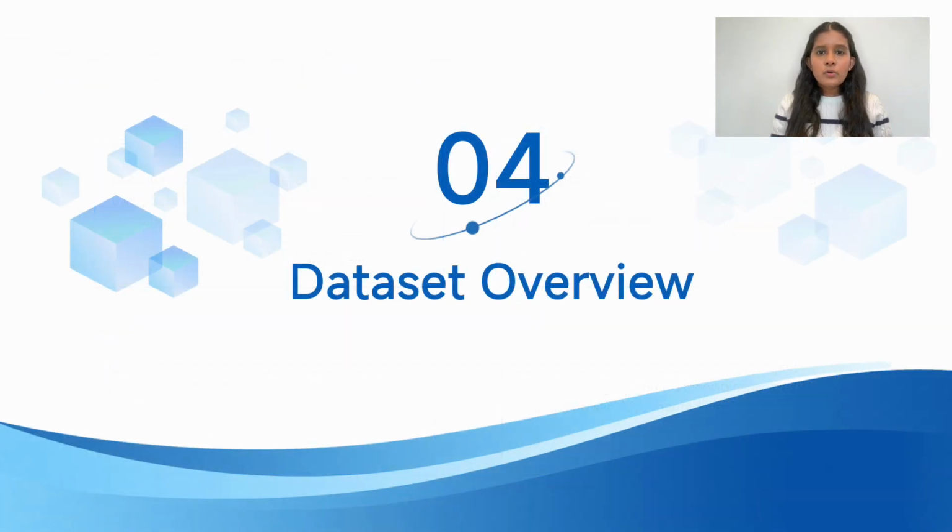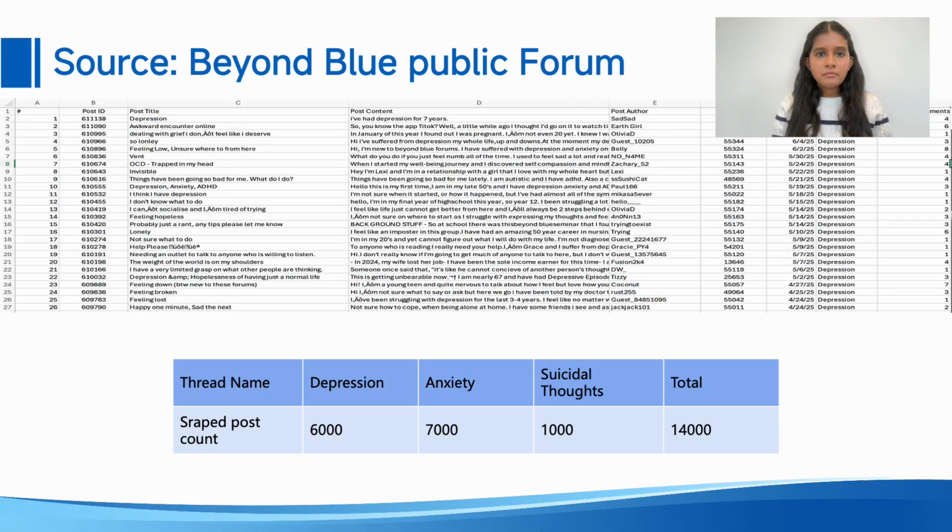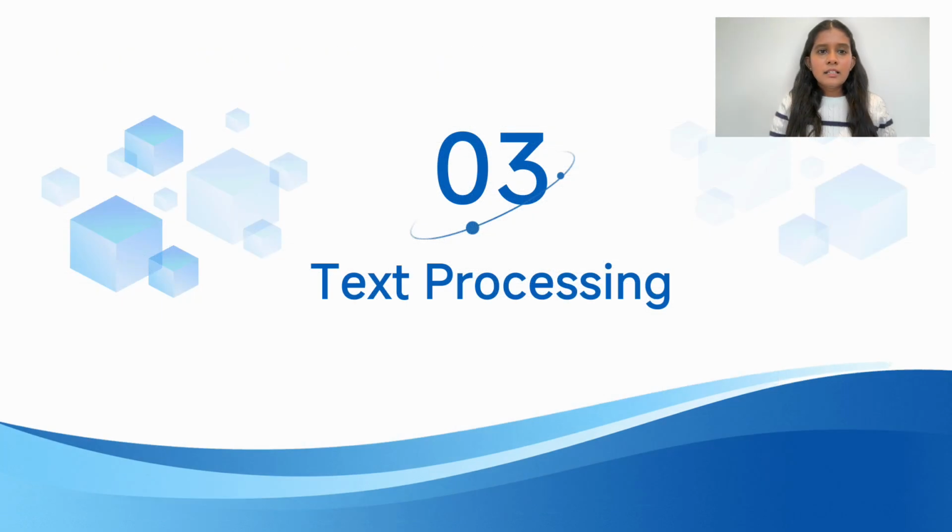Let's take a closer look at the dataset behind this project. I scraped, as you can see, over 14,000 posts from Beyond Blue categories like depression, anxiety, and suicidal thoughts. This is how the scraped data looks. Each post includes its title, content, and metadata like post date and category. Let's look at how the raw text data was cleaned and prepared for analysis.